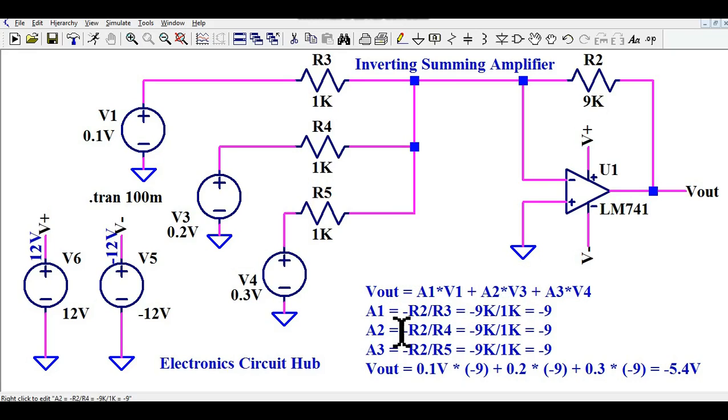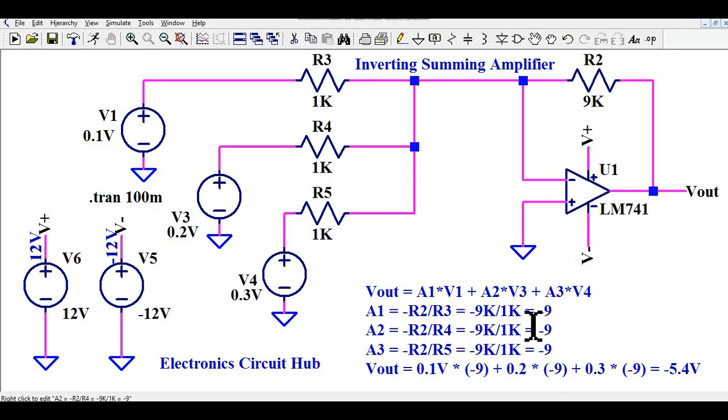A2, the second gain, is given by minus R2 divided by R4. That means minus 9K divided by 1K, you will get minus 9. A3 equals minus R2 divided by R5 equals minus 9K divided by 1K, you will get minus 9. So you can see here the three different gains for this circuit are the same. A1, A2 and A3, all three are the same.